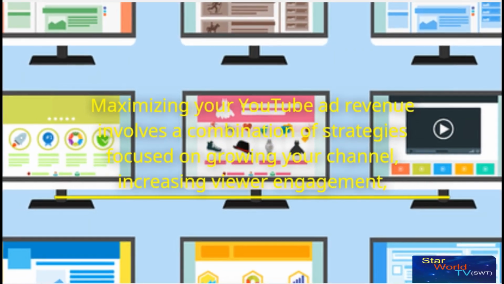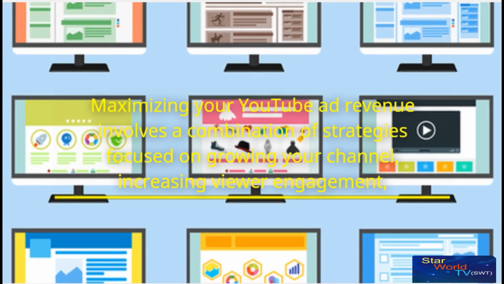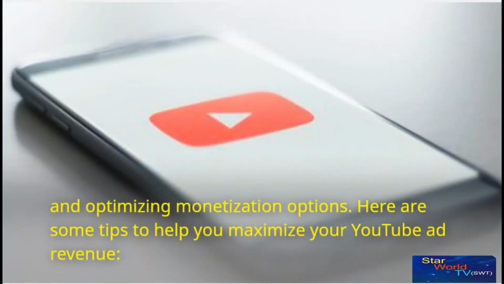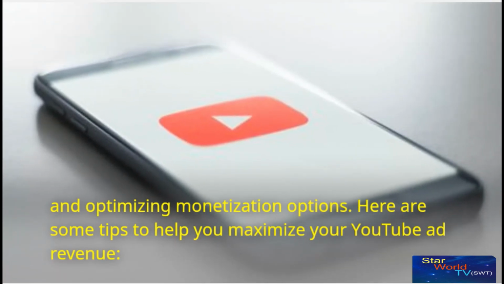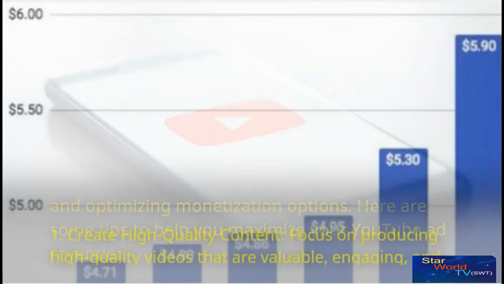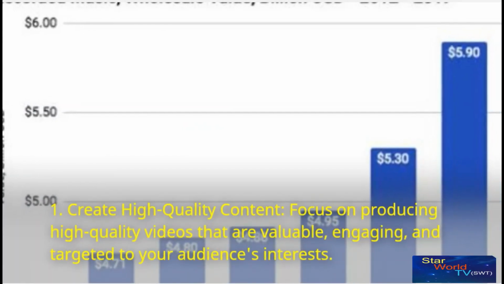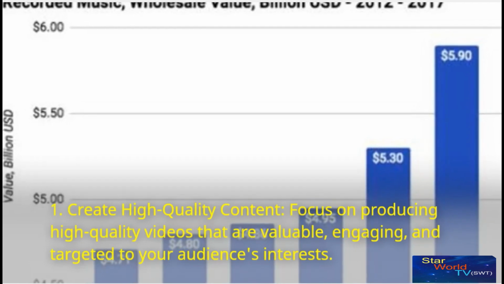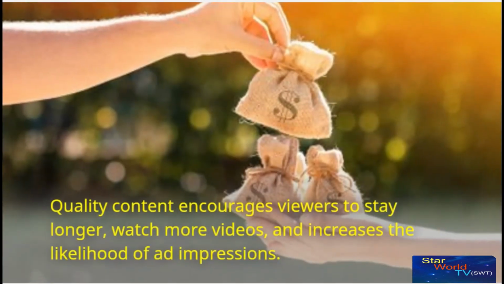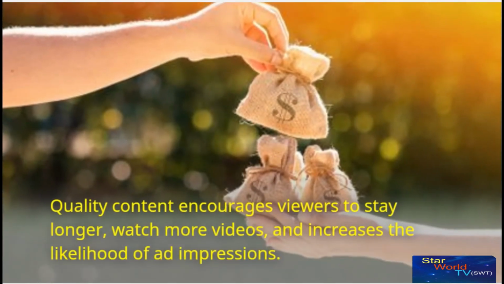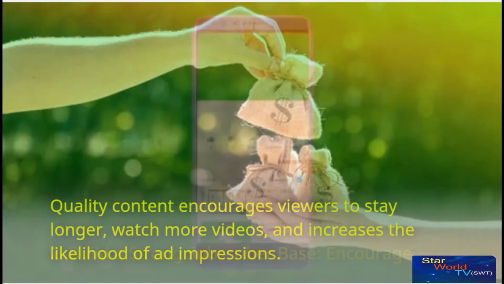Maximizing your YouTube ad revenue involves a combination of strategies focused on growing your channel, increasing viewer engagement, and optimizing monetization options. Here are some tips to help you maximize your YouTube ad revenue. 1. Create high-quality content. Focus on producing high-quality videos that are valuable, engaging, and targeted to your audience's interests. Quality content encourages viewers to stay longer, watch more videos, and increases the likelihood of ad impressions.